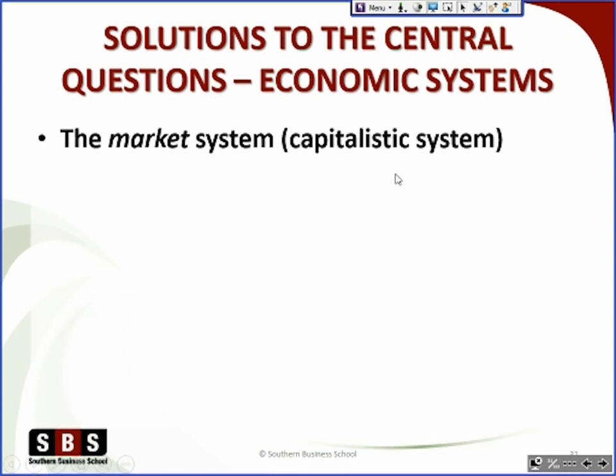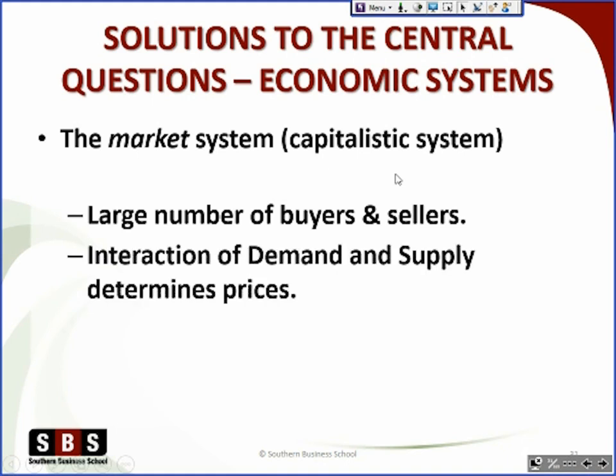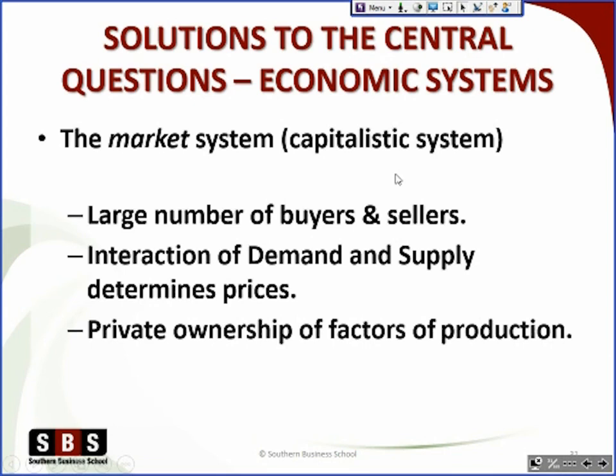And then we get to the market system, the capitalistic system. That's a pure capitalistic system. South Africa has got a combination, as you'll see, between a centrally planned system and a market system. Now in the market system, there are large numbers of buyers and sellers. There's an interaction of demand and supply, which we're going to get to just now, which determines prices. There's private ownership of the factors of production. Remember, under a socialistic system, the government owned all the production factors. So just learn the attributes of a capitalistic system.